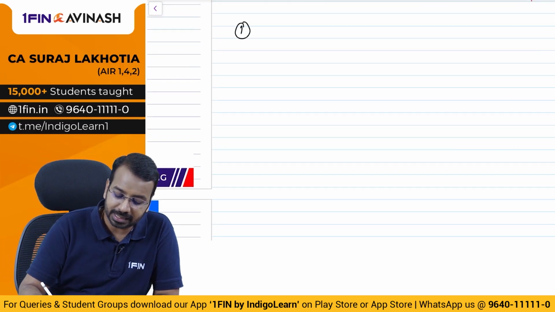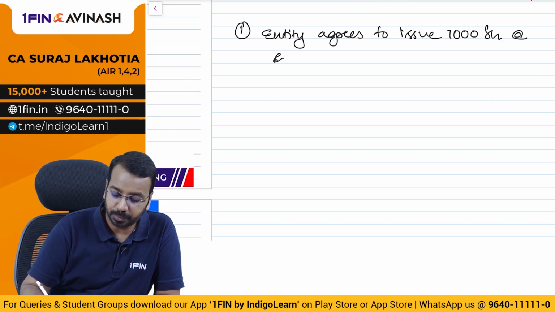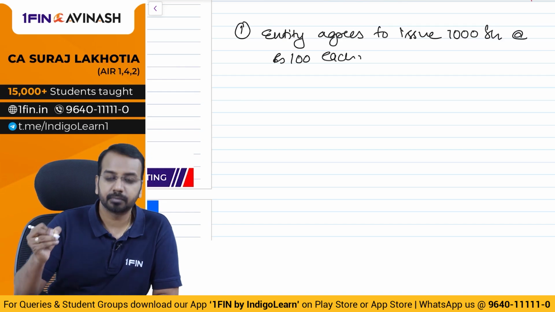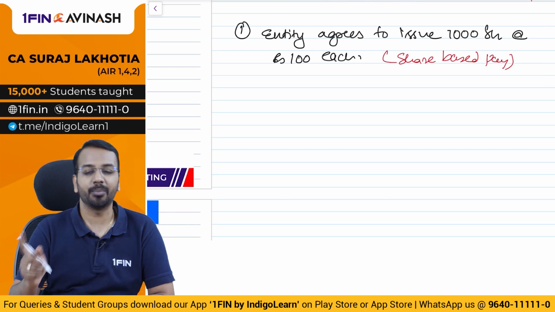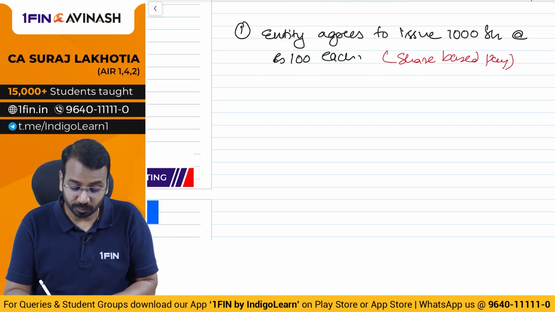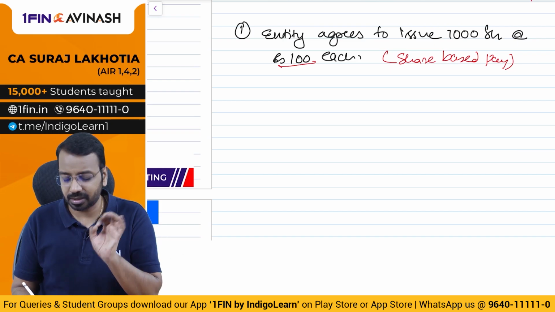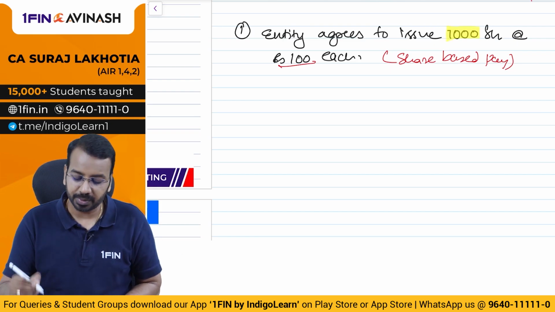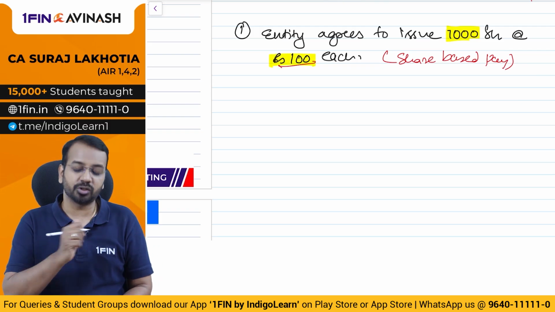Number 1. Let us say the entity agrees to issue 1000 shares at rupees 100 each. If you remember, we have something called share based payment. So the entity has said to the employees, I will give you 1000 shares at 100 rupees each. Now here tell me, are the number of shares fixed? Yes sir, 1000 shares are fixed. Is the issue price per share fixed? Yes sir, 100 rupees, that is also fixed.